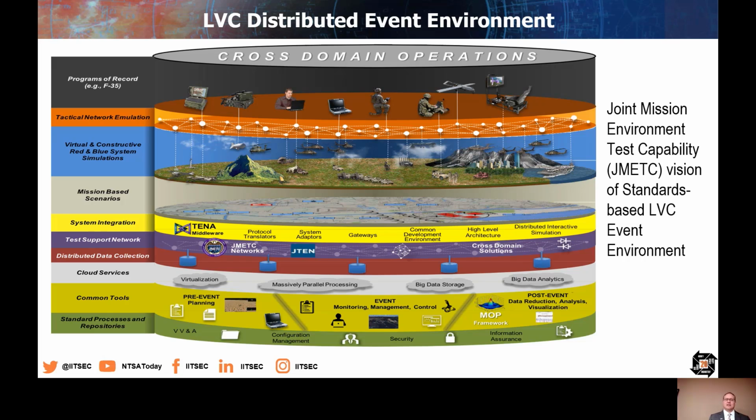Then underneath that, you have to have a support network. That's where JMETC comes in. That's where the JNTC comes in. I also list cross-domain solutions here as well. That allows the right data to cross from a higher-level classification down to a lower-level classification. It's got to follow a set of rules. That's also where you have gateways, where there's conversion from one interoperability solution to another.